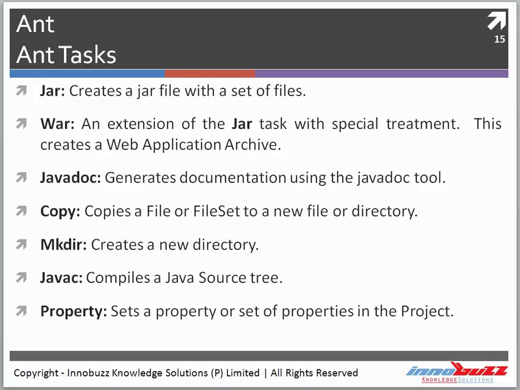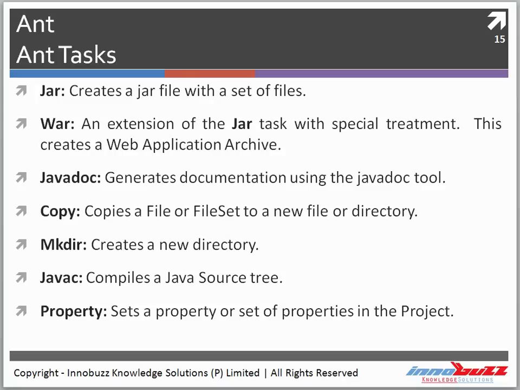Copy. Copy a file or resource collection to a new file or directory. By default, files are only copied if the source file is newer than the destination file, or when the destination file does not exist. However, you can explicitly overwrite files with the overwrite attribute. Mkdir creates a directory. Also, non-existent parent directories are created when necessary. Does nothing if the directory already exists.